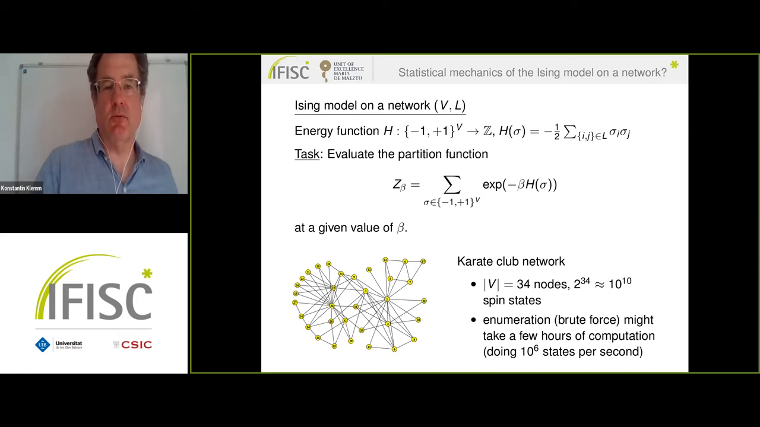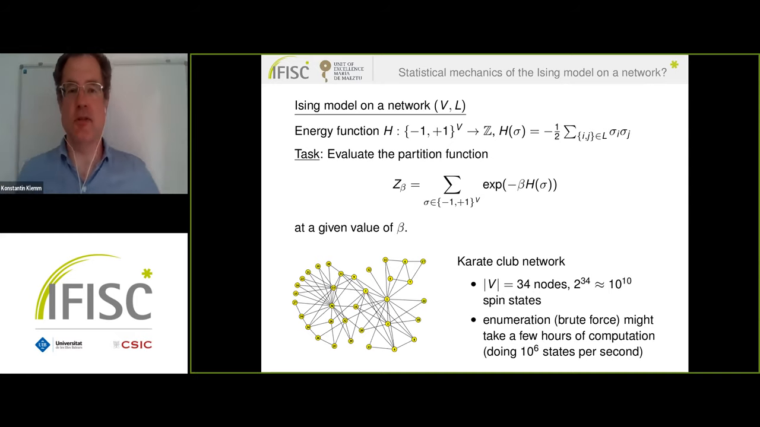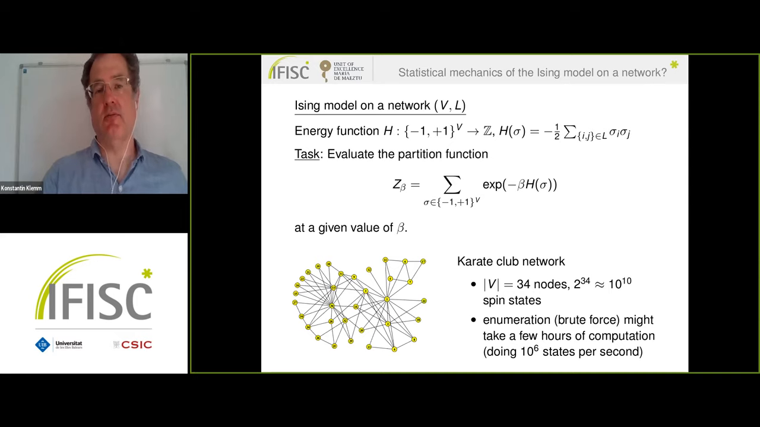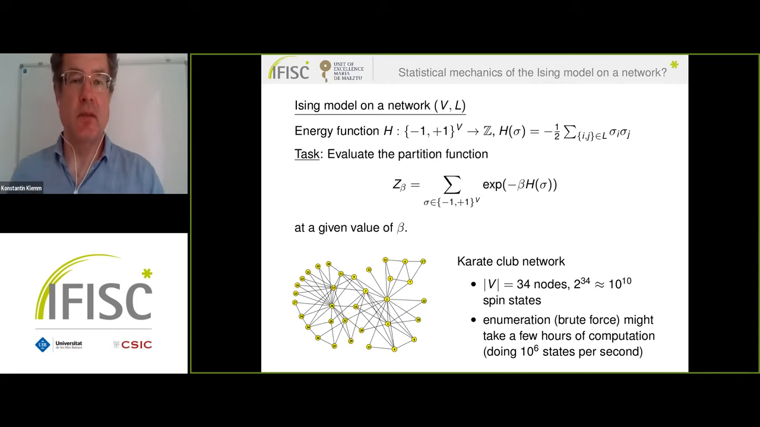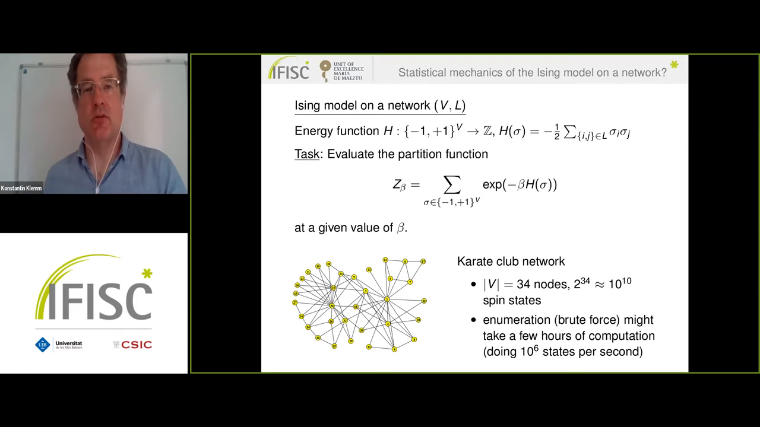So the homework task would be for instance, evaluate the partition function for some value of beta, or maybe equivalently compute the density of states, the histogram of energies over the whole state space. And then this is the Laplace transform of that, right? So anyway, yes, you want to do statistical mechanics on a given network, and maybe getting hold of the partition function is the best thing to do first. So we'll focus a little bit on that.